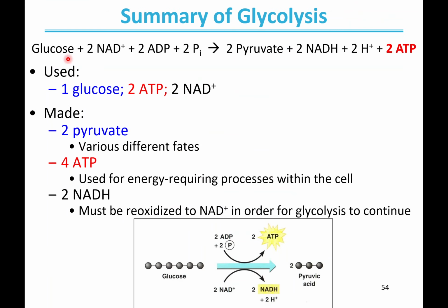Oh, sorry. So the net reaction for glycolysis is 1 molecule of glucose plus 2 NAD pluses plus 2 ADPs plus 2 inorganic phosphates go to 2 pyruvate plus 2 NADH plus 2 protons plus 2 ATPs. Okay, so in terms of energy, directly from glycolysis, you're making 2 ATPs. You're also making 2 NADHs, which then can be used to make even more ATP in the electron transport chain.